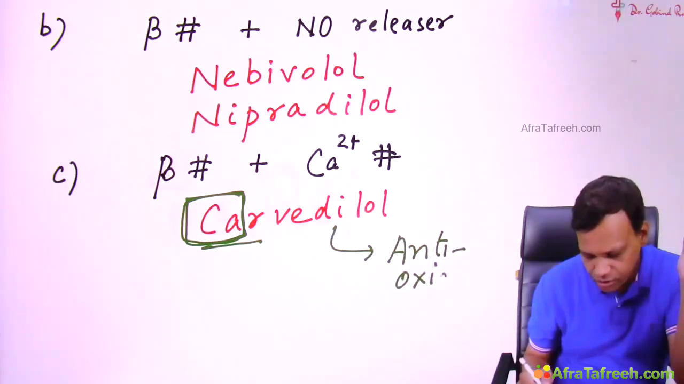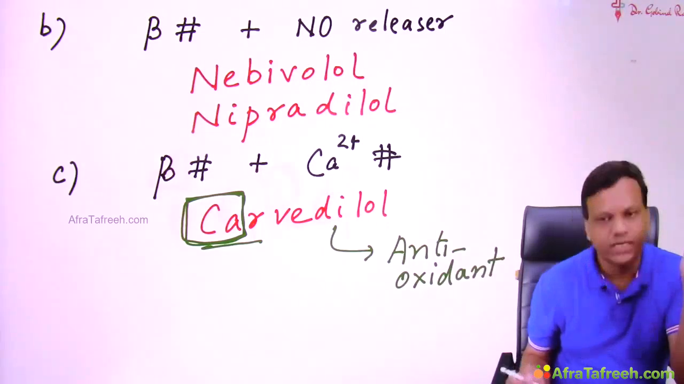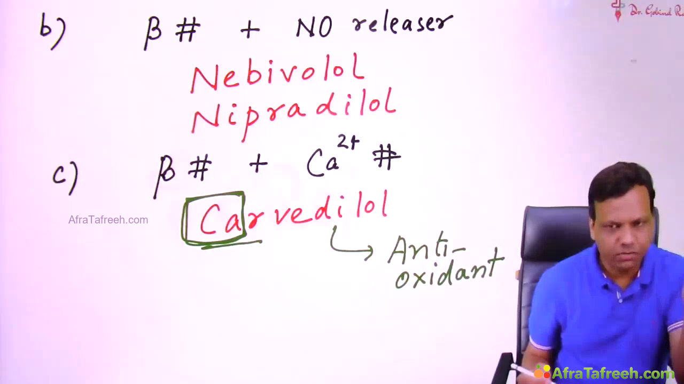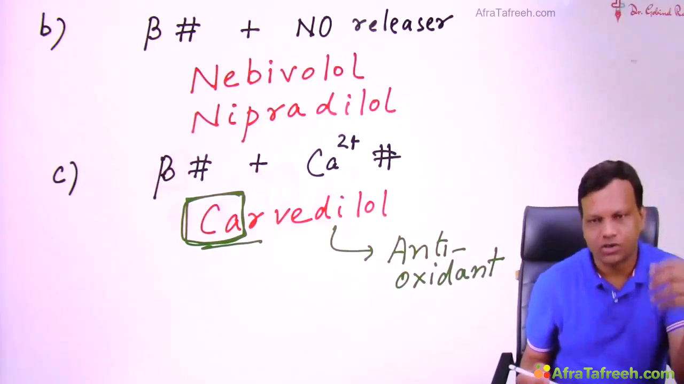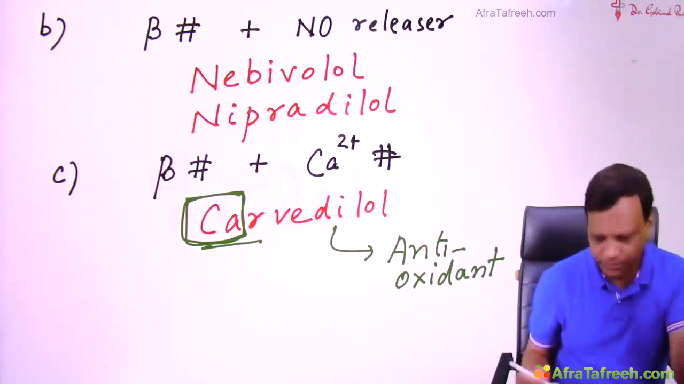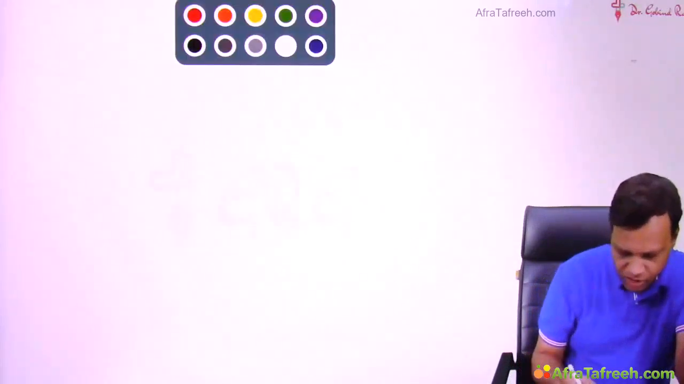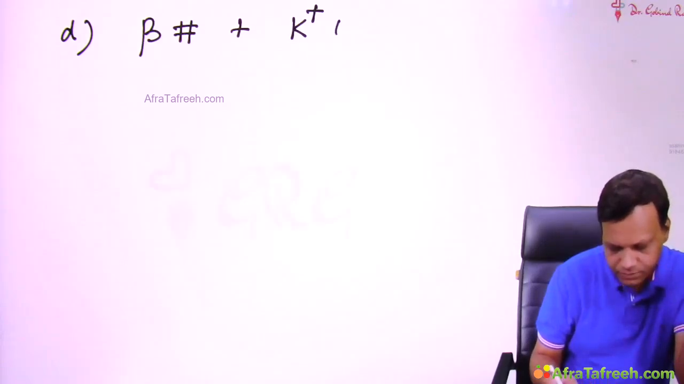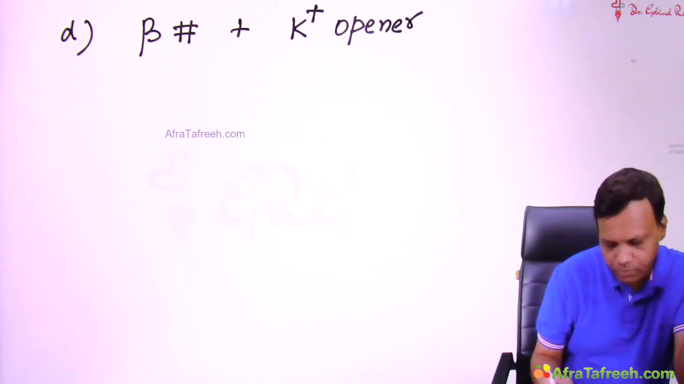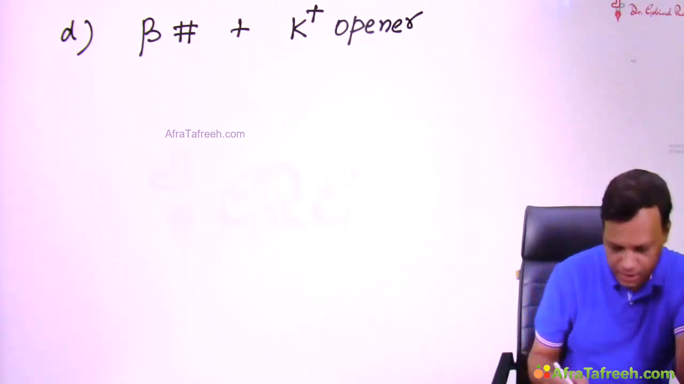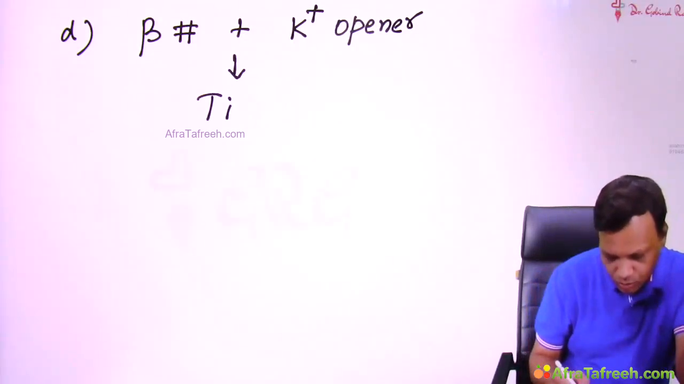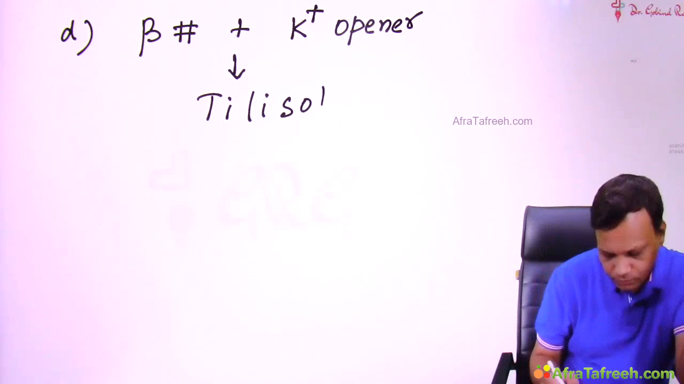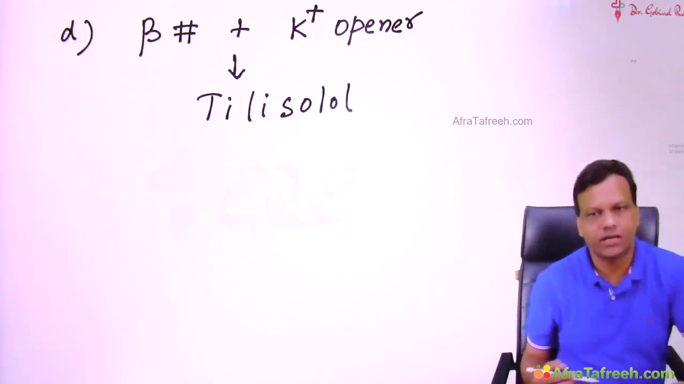So for carvedilol, you need to remember the important properties. It is a beta blocker, it is an alpha blocker, it is a calcium channel blocker, and it has antioxidant property also. Okay? Then another way of causing vasodilation is if a drug blocks beta receptors but opens potassium channels. Remember, potassium channel opening causes vasodilation, and this drug is tilisolol. Beta blocker plus potassium channel opener.